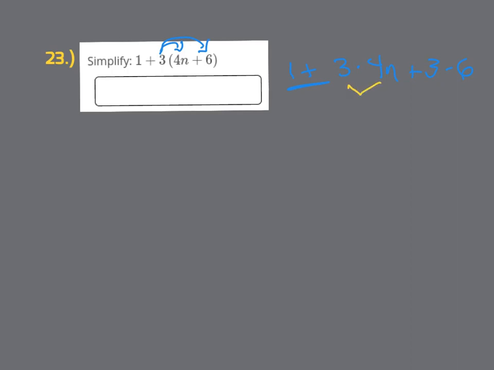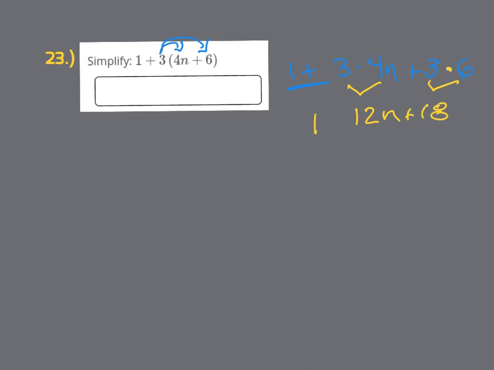3 times 4n. So Stop and Shop has muffins that come in packages of 4. So if I bought 3 packages of 4 muffins, that of course would be 12. So 3 times 4n is 12 muffins. Really, it's 12n. Muffins would be way better, but that is not what we have. Plus 3 times 6. 3 times 6 is 18.